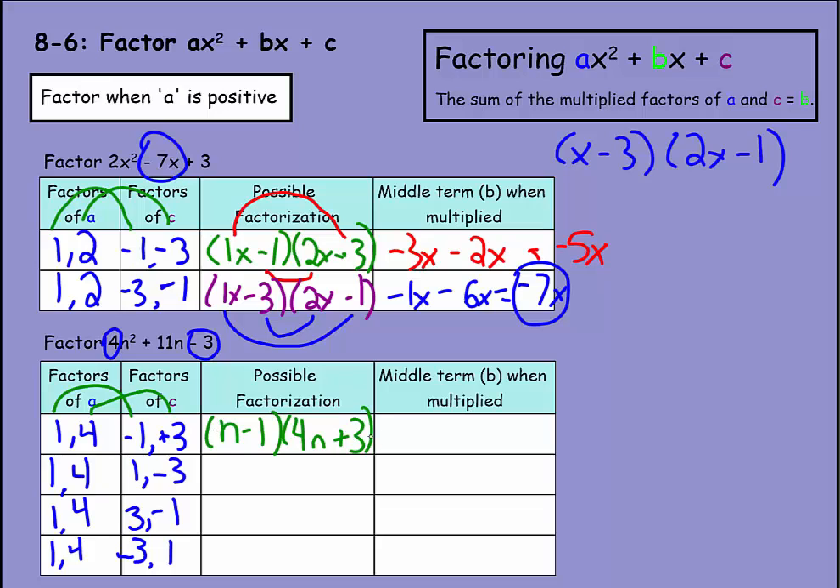So n times positive 3 would be 3n. 4n times negative 1 would be negative 4n. Positive 3 minus 4 would be negative 1. That does not equal positive 11. Let's try this factorization then.